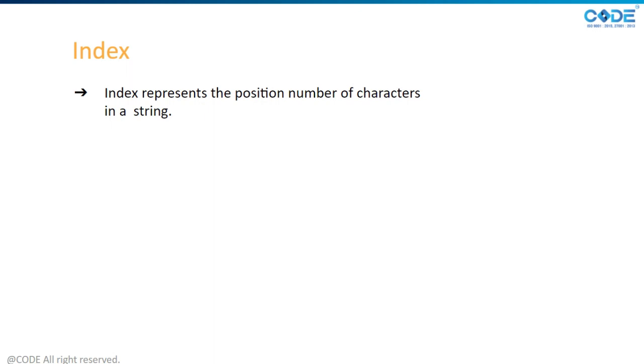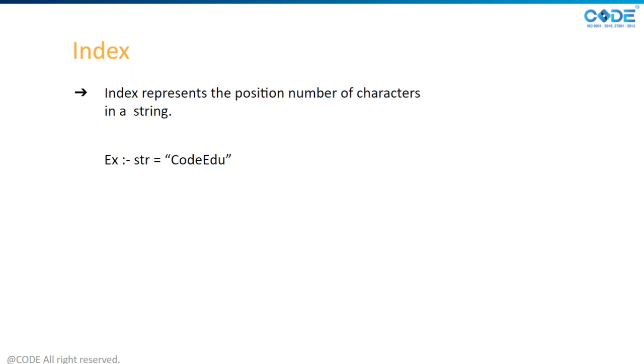So our next topic is indexing in string. So here we start with its definition. It is written that index represents the position number of characters in a string. What does this mean? For example, you have a name, let's say your name is Rohit. So you know it consists of 5 letters. How do you know it consists of 5 letters or characters? Because you count individual letters or characters.